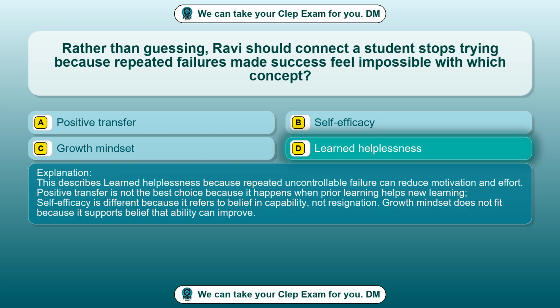This describes learned helplessness because repeated uncontrollable failure can reduce motivation and effort. Positive transfer is not the best choice because it happens when prior learning helps new learning. Self-efficacy is different because it refers to belief in capability, not resignation. Growth mindset does not fit because it supports belief that ability can improve.